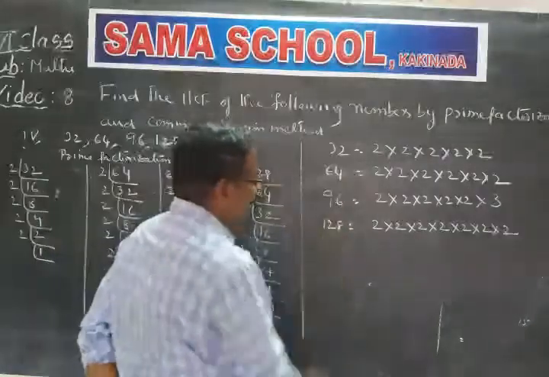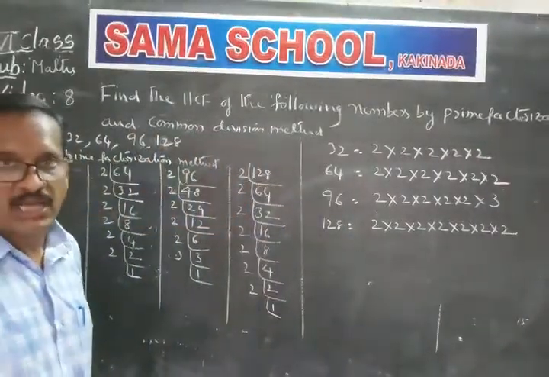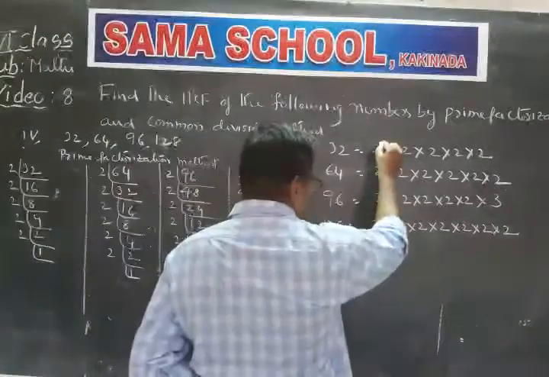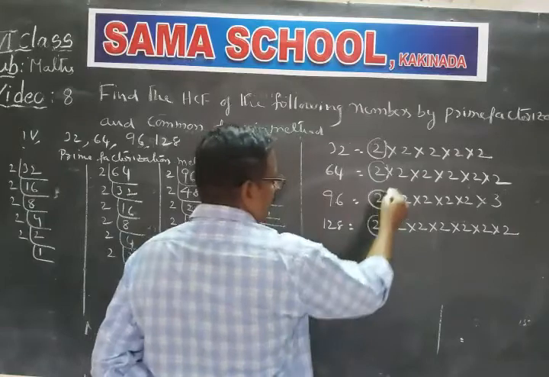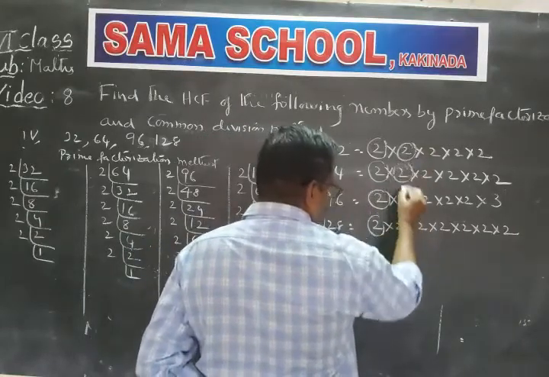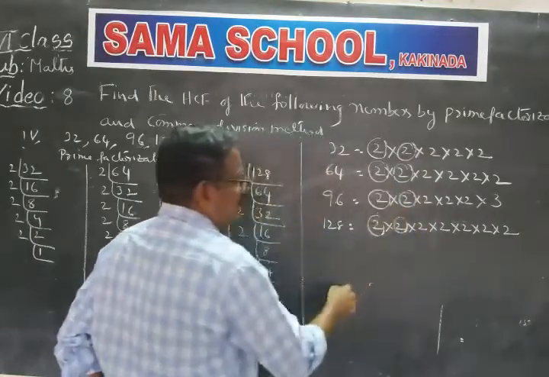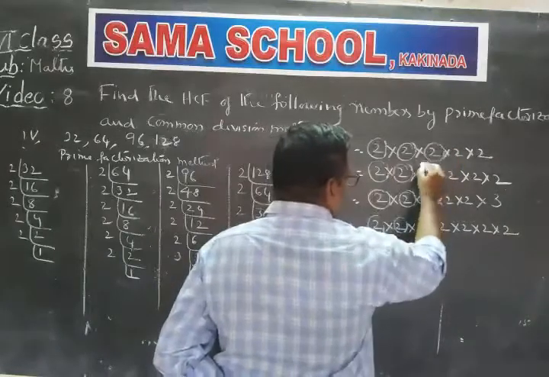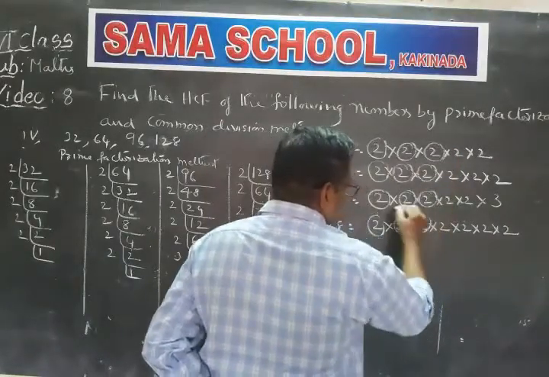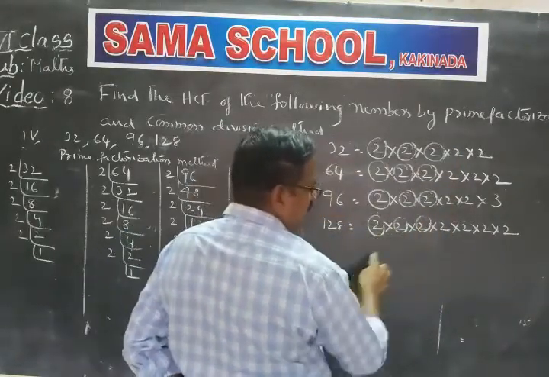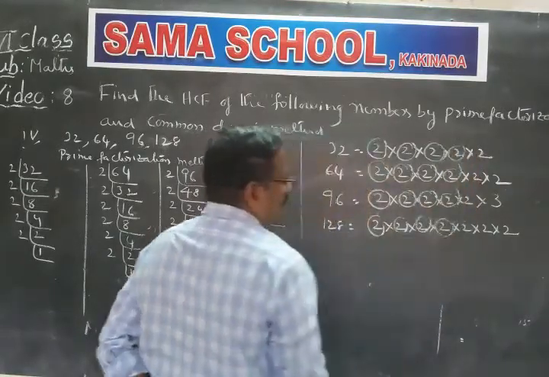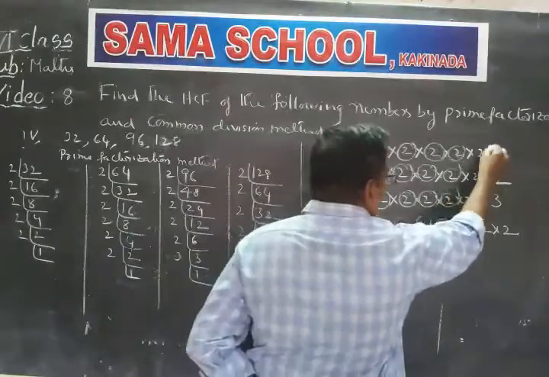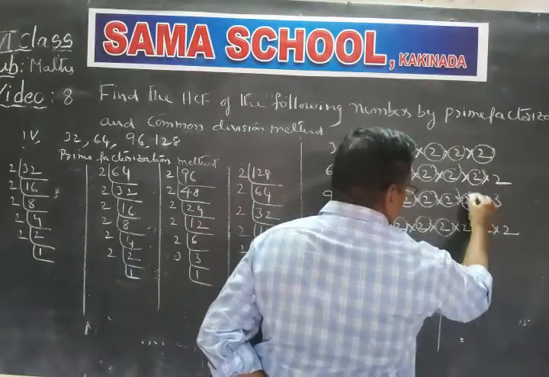Now, among the given 4 numbers, which prime numbers are common? The first 2 is a common prime, another 2 is common, and a third 2 also. The next one is common too, another 2, and another 2 also there. The common number is 2, 2, 2.